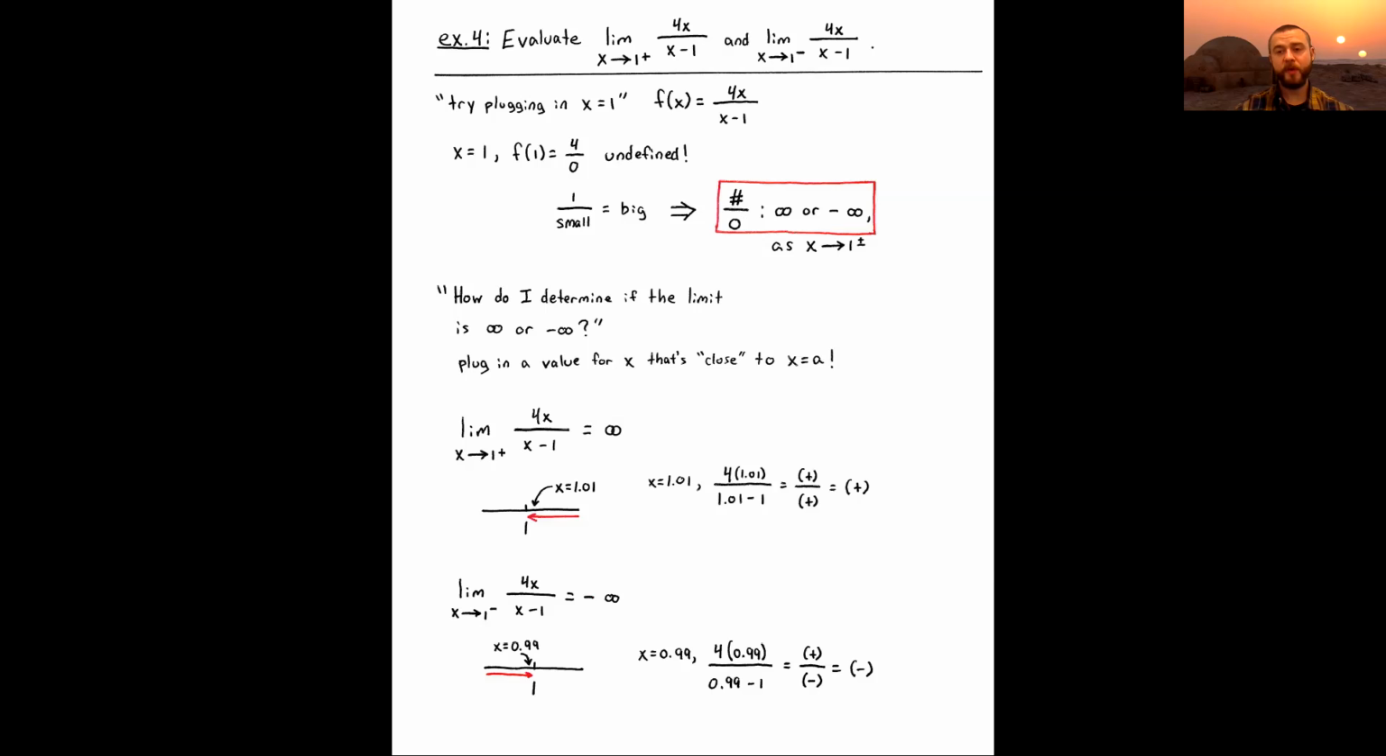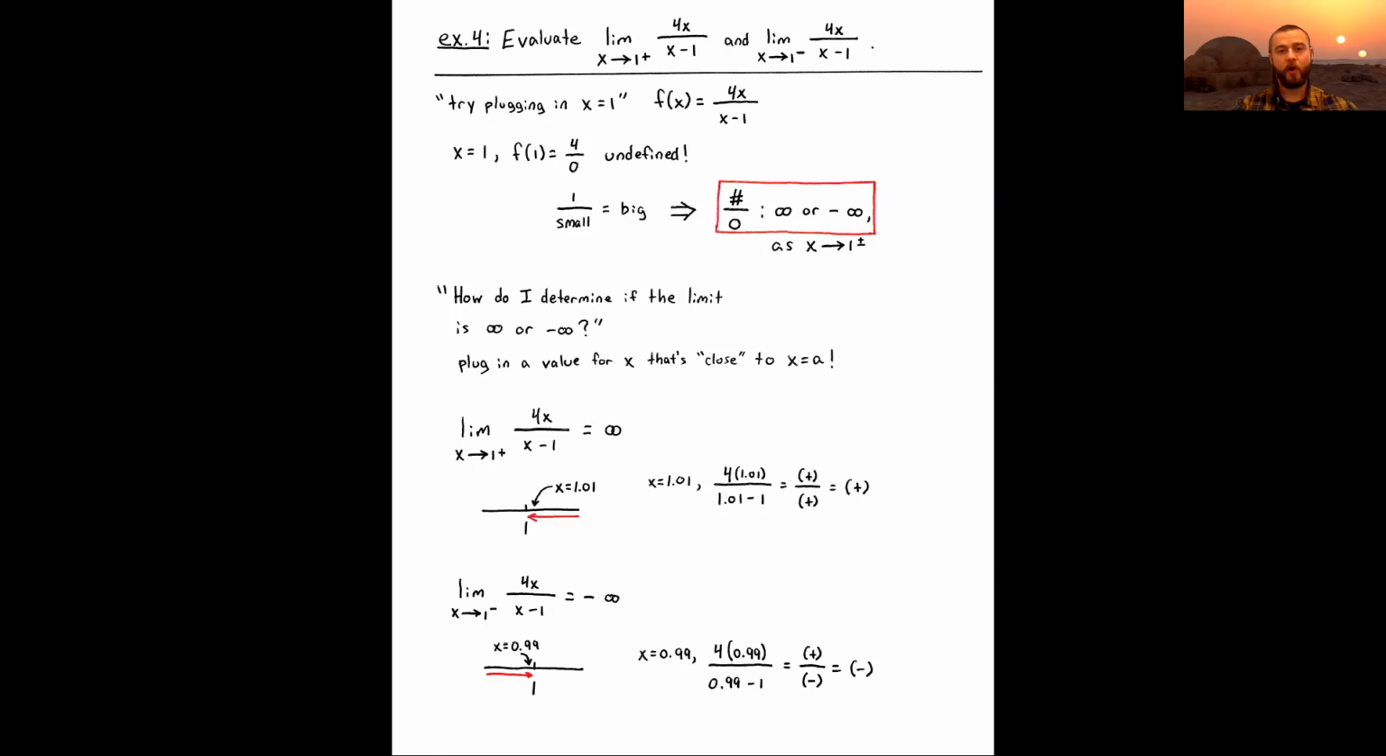All right, so again, the clue here was plugging in. At the beginning, we plugged in x equals 1, and we got division by 0. Division by 0 usually suggests that your limit is either positive or negative infinity. We use this work about plugging in a value just to the right or left to determine if we want positive or negative infinity for each limit.